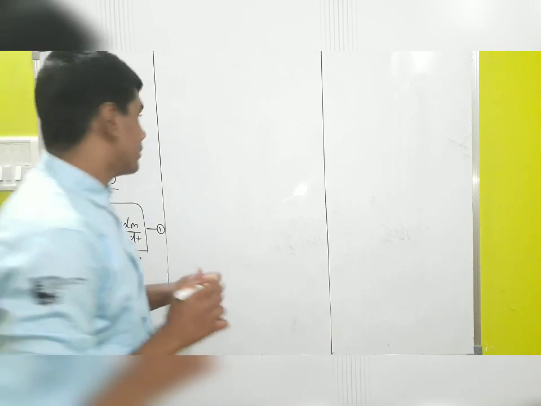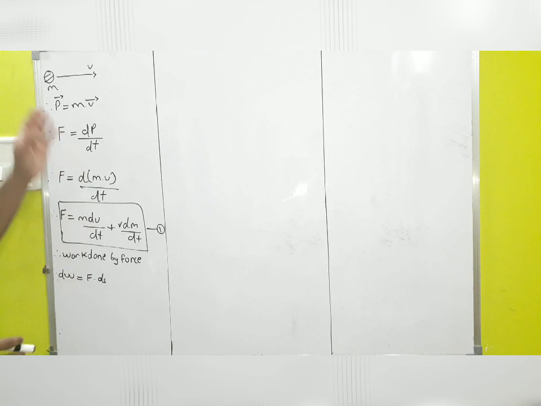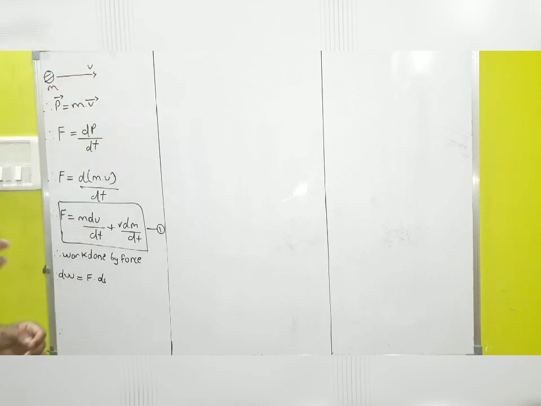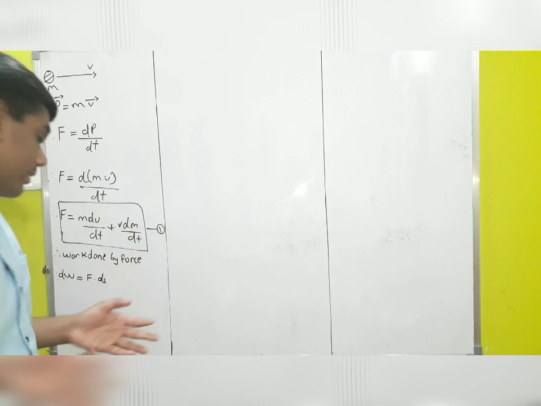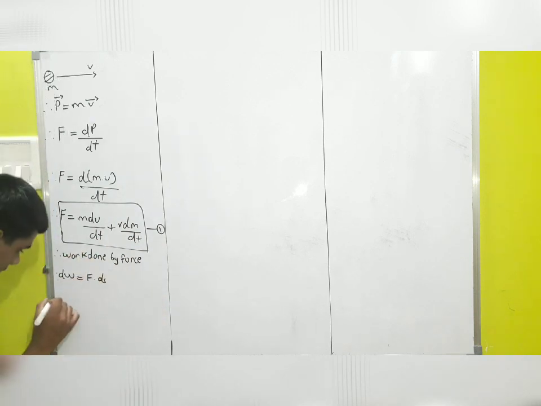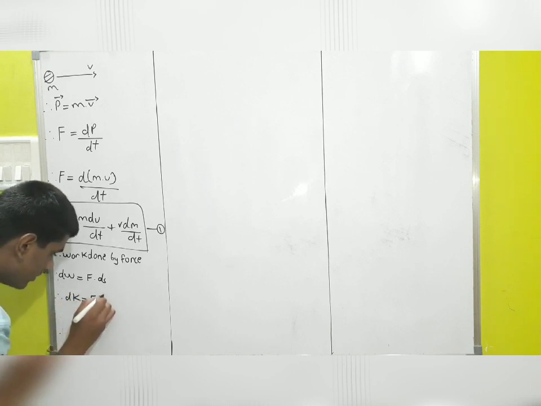Now again come to the mass. Okay, mass of the object. Now what will happen here? When this object will move, there will be some amount of kinetic energy produced in this object and it will be stored. Okay, so now as we have learned that the formula of work and kinetic energy is same, so let's take kinetic energy there. So dK is equal to force into displacement.